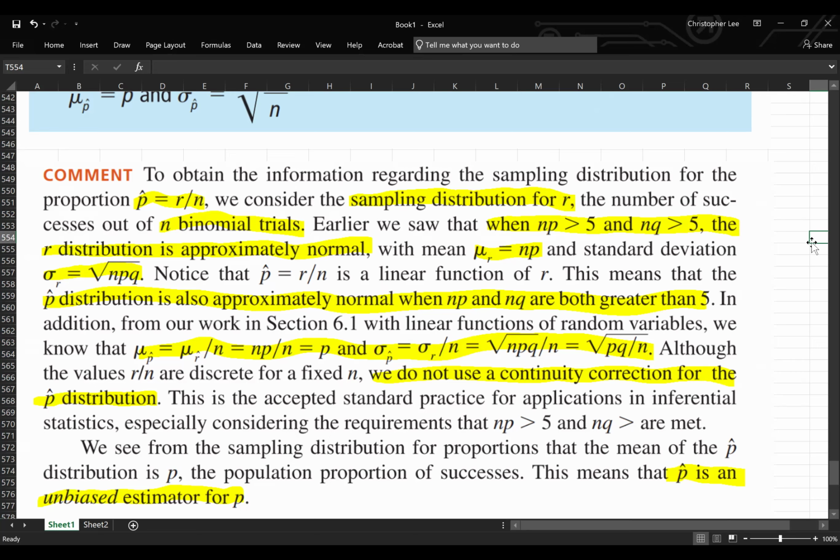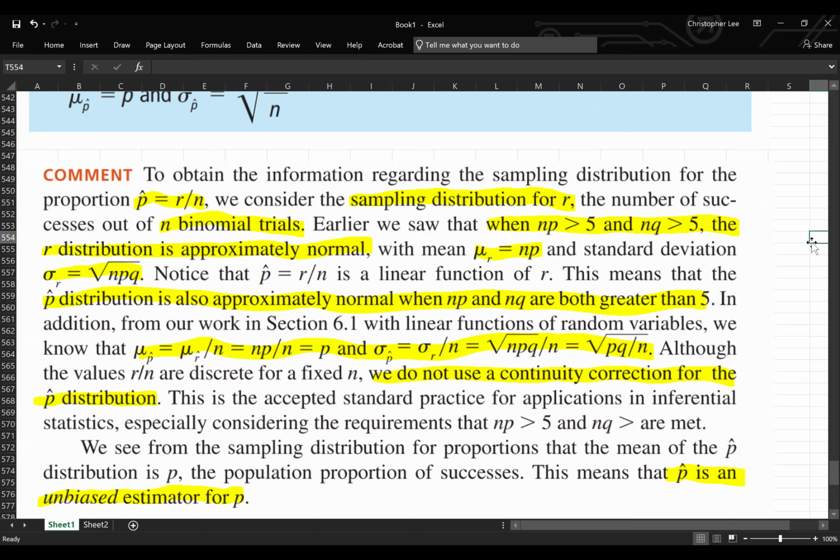Notice that p hat is equal to r over n, a linear function of r. This means that the p hat distribution is also approximately normal when n times p and n times q are both greater than 5. In addition, from our work in the last section with linear functions of random variables, we know that mu for p hat is equal to mu for r over n, which is n times p over n, which is just equal to p. And the standard deviation for p hat is the standard deviation for r over n, which is the square root of n times p times q over n, which becomes the square root of p times q over n.